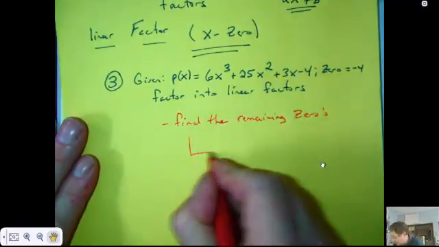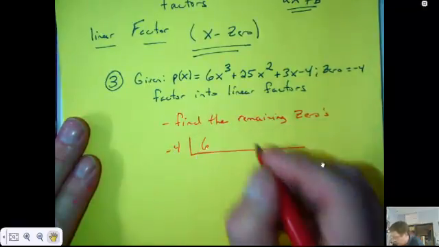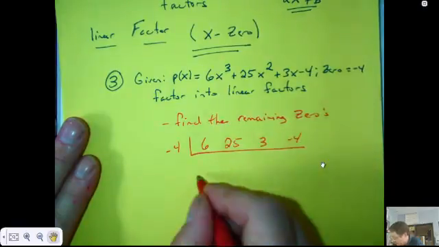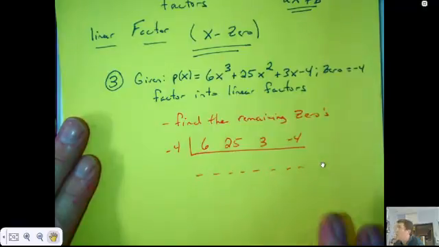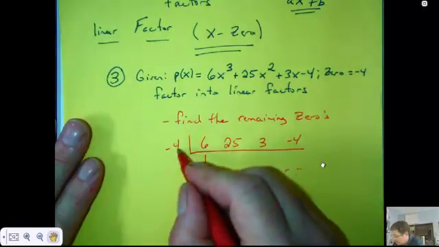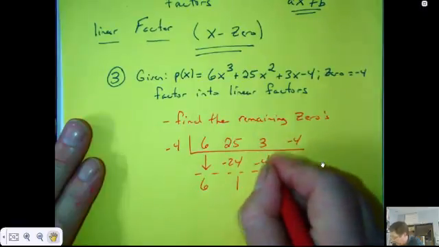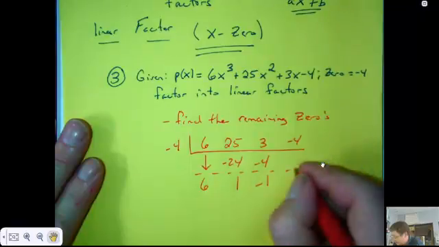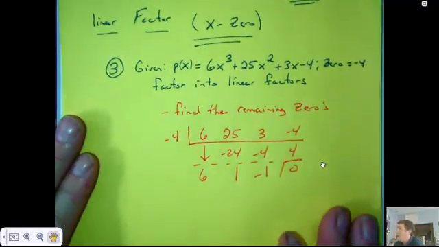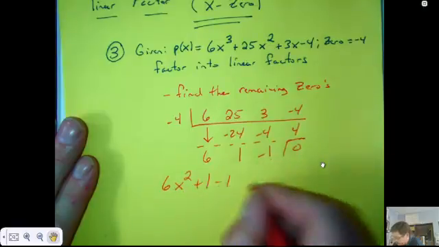So, to do that, again, synthetic division, the 0 up front, coefficients are 6, 25, 3, negative 4. 6 comes down. Negative 4 times 6 is negative 24. We add. We multiply. Add. Multiply. Which leaves me with this quadratic again. So I'm glad it's a quadratic. That helps a lot.